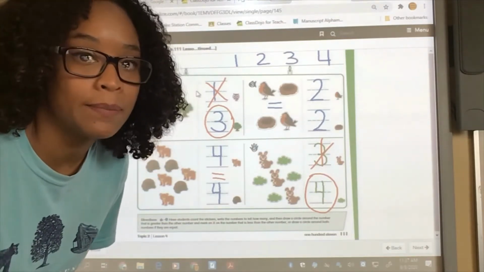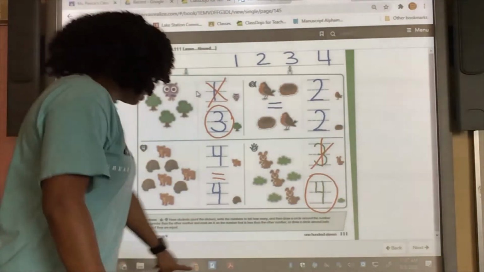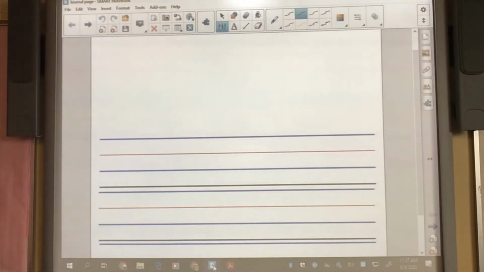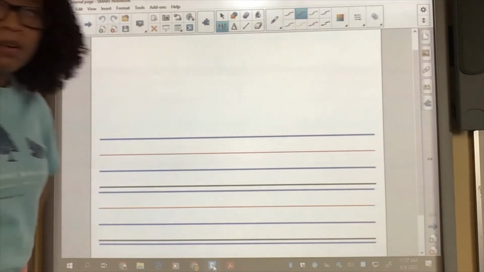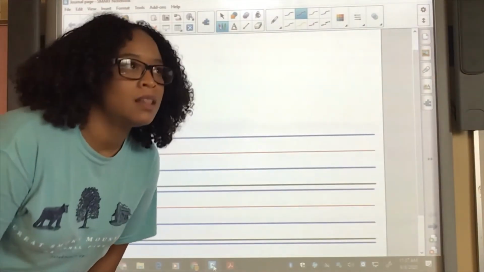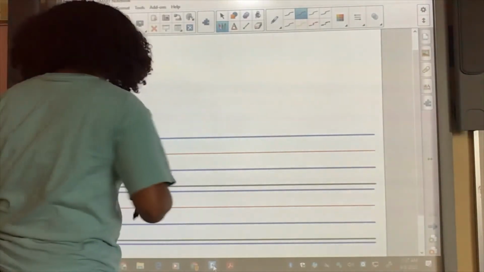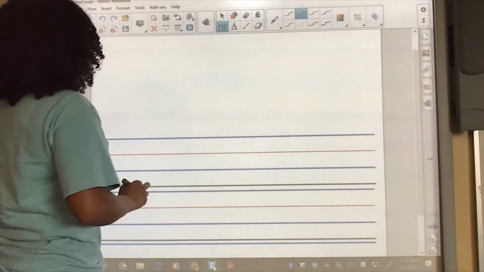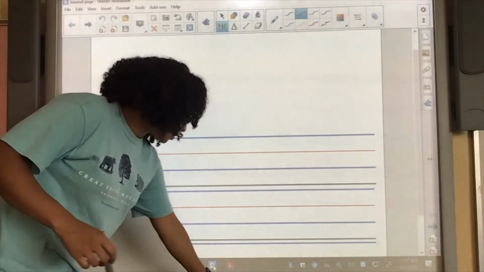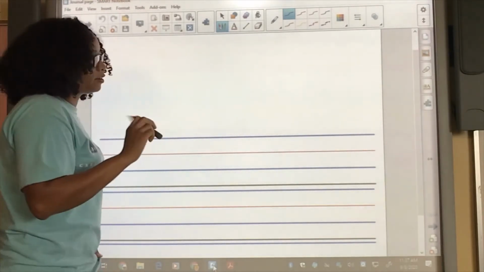So go ahead and grab your journal so we can illustrate our own comparing groups. Here's my journal page. Ready? You got yours ready? Okay, so let's illustrate some groups of objects first. Let's do, how about some beach balls? Yeah, let's do some beach balls. All right, beach ball is the shape of a what? A circle. So I'm gonna draw the outline of my circle with black first.